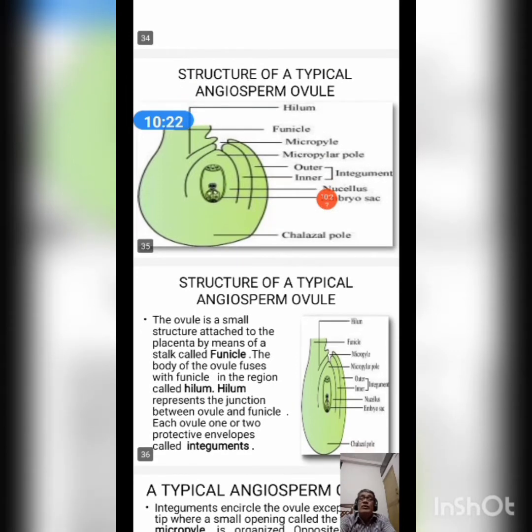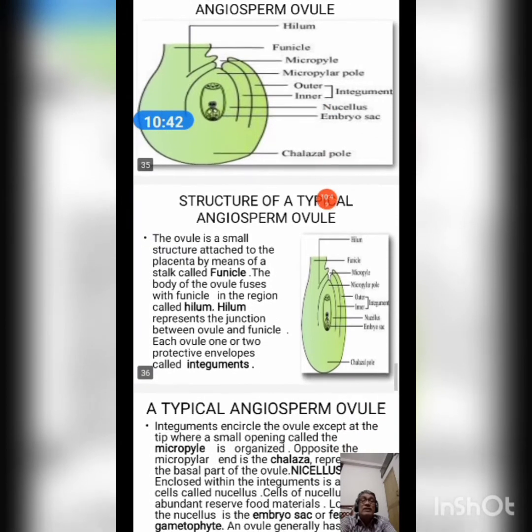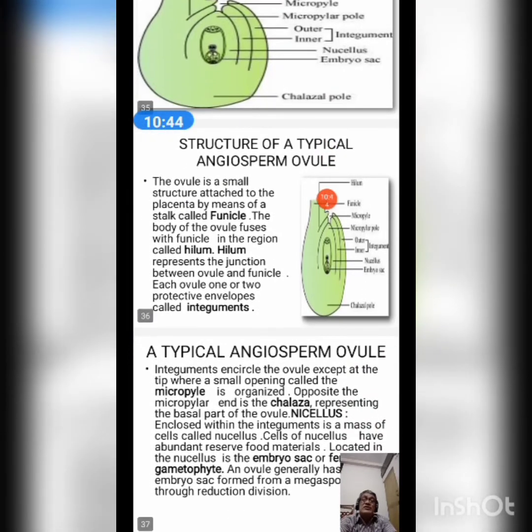The ovule is a small structure attached to the placenta by means of a stalk called the funicle. The body of the ovule fuses with the funicle. The region is called hilum. Hilum represents the junction between ovule and the funicle. Each ovule has one or two protective envelopes called the integuments.